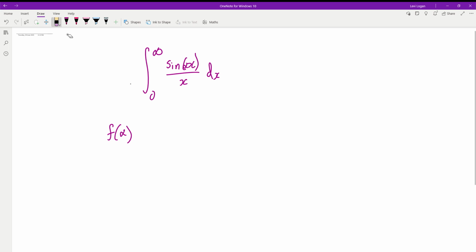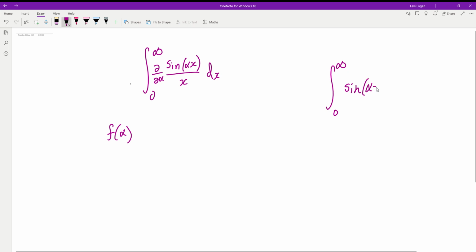The reason is that when you want to find f dash of alpha, you need to use a partial derivative. If you differentiate this with respect to alpha, you'll get an x, which will cancel the x on the bottom, and you'll have a nice integral. However, from that point onwards, it gets pretty hard to integrate because what you're left with is an improper integral like this, from 0 to infinity of, let's say, sin x over alpha x.